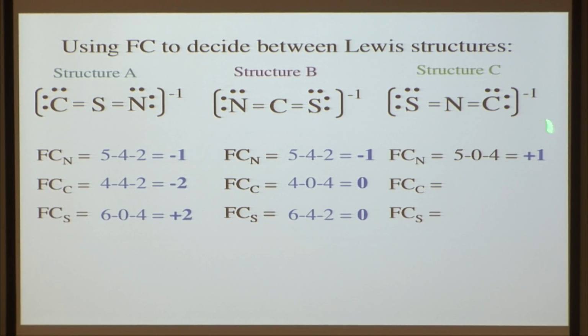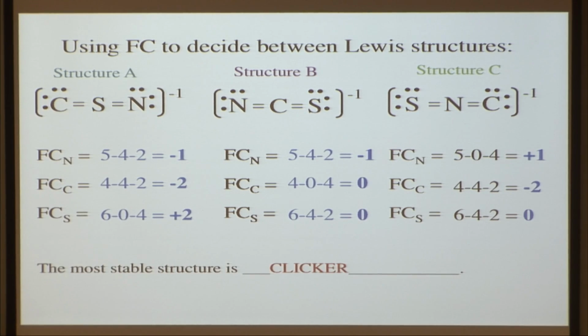Next, structure C: 5 minus 0 lone pairs minus half of 8 plus 1. So that one's different. Carbon, we have 4 valence electrons minus 4 lone pairs minus half of 4 bonding, which is -2. And for the sulfur, 6 minus 4 lone pair electrons, half of 4, or 0. So now with the clicker, tell me which is most stable.